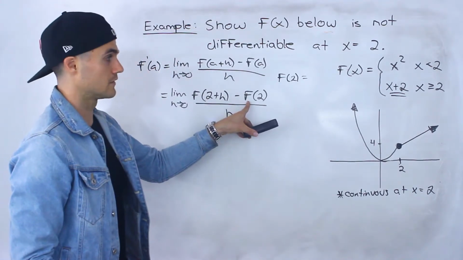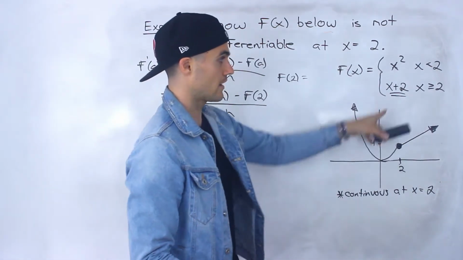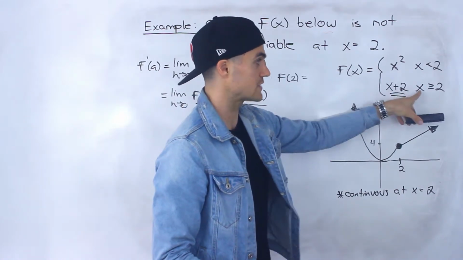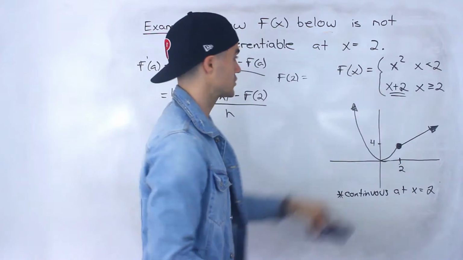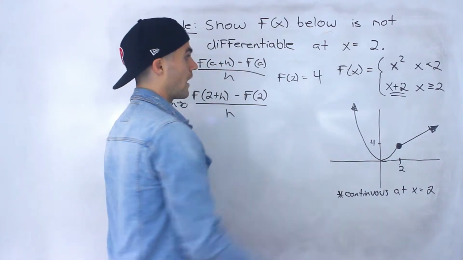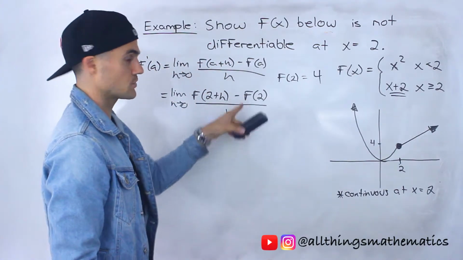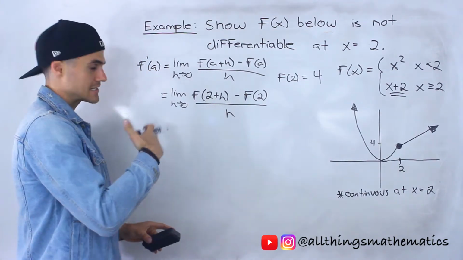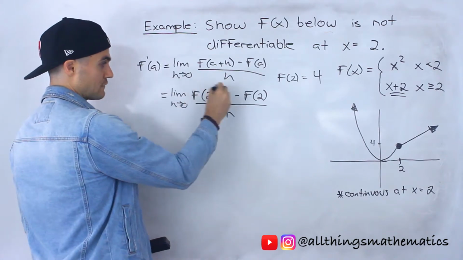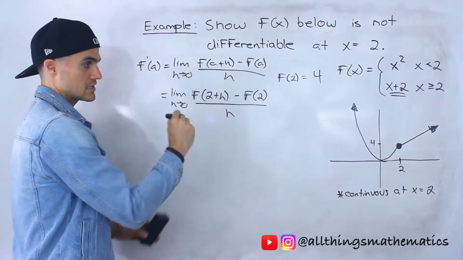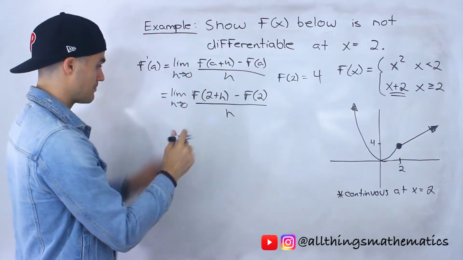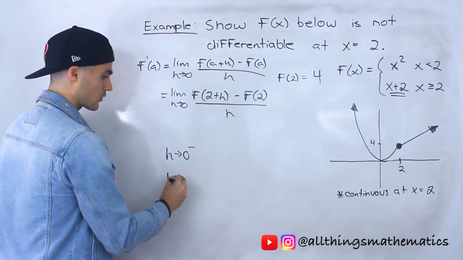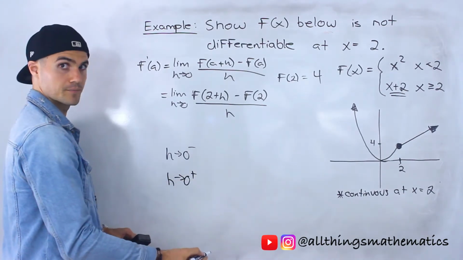Now notice that f of 2 is equal to 4, right, from this function here when we plugged in 2, because for x values greater than or equal to 2, it's defined by this function. So that y value is 4. So this f of 2 is always going to be 4. But like in the previous example, this f of 2 plus h is going to be different depending on if we're approaching this h from the negative side or from the positive side.